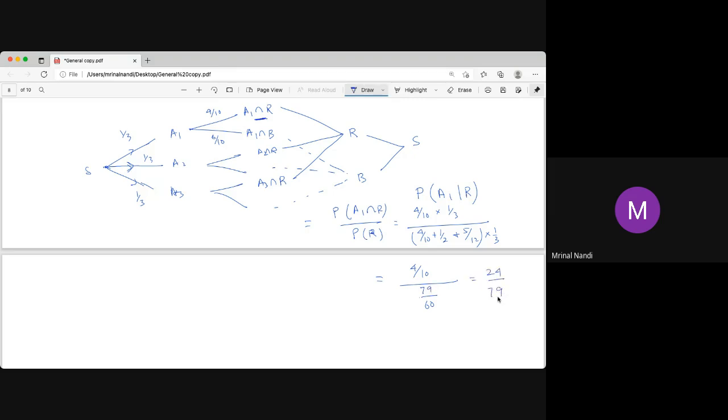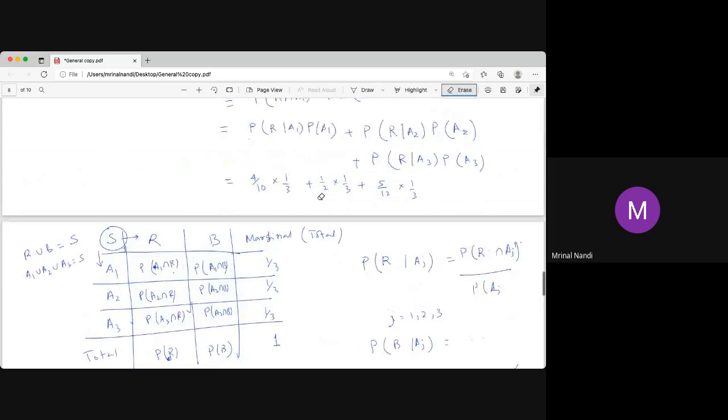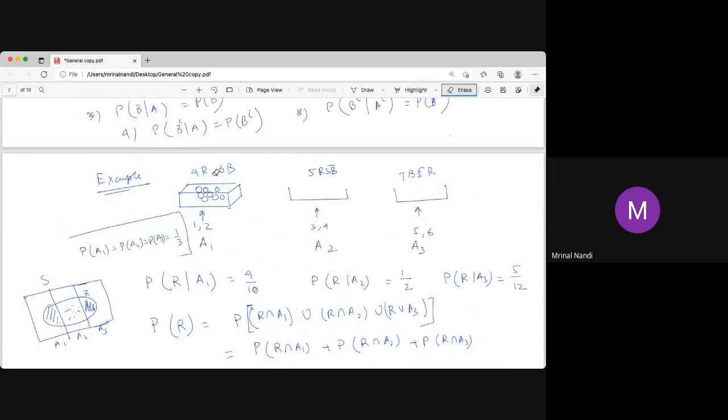So it is not one third. It's slightly less than one third. The conditional probability is now reduced. Why? It is easy to see from the problem, because the first box contains a smaller number of red balls, while the second box contains a much higher ratio. It's 50-50, 5-5, and 4-6.